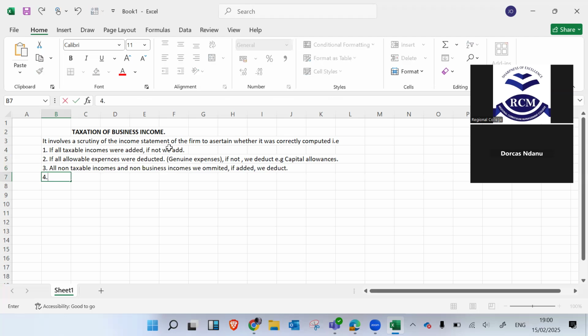Then of course number four, all disallowable expenses were omitted. Those are the wrong expenses. If deducted, we add back.